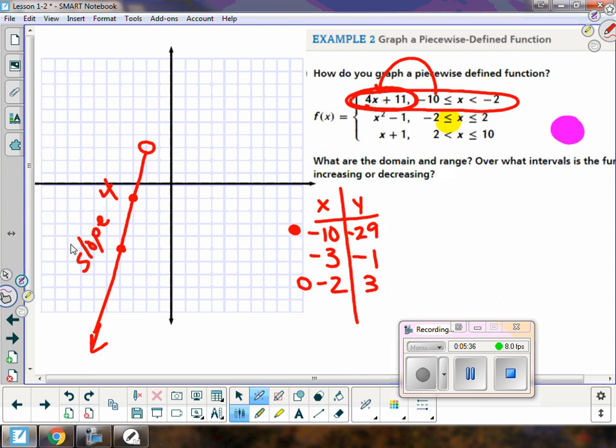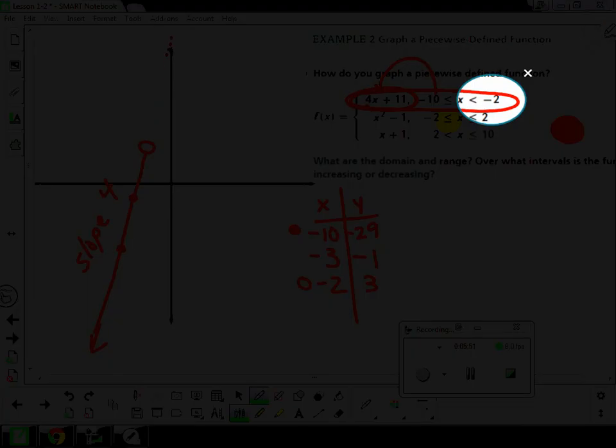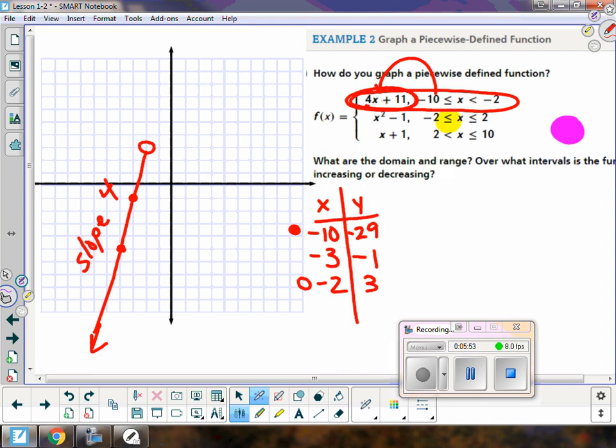11. That's the point at which this line would hit the y-axis if you could keep graphing it. If the domain wasn't cut off here at -2, do you agree that this line would eventually go up and strike the y-axis? Guess where? 11 is where it would hit, okay? So this is basically just the line 4x plus 11, but we're just looking at a segment of it.